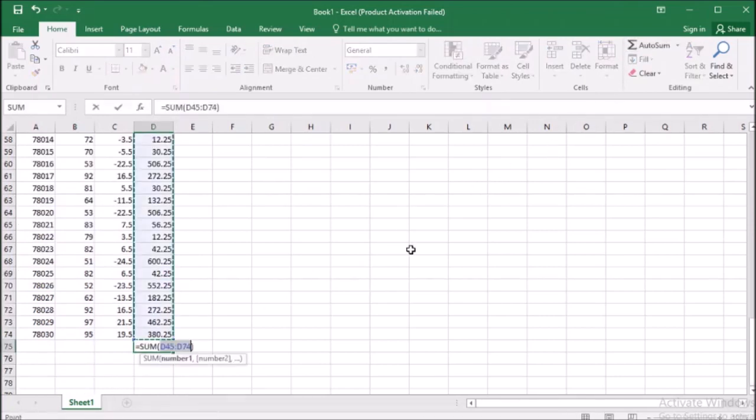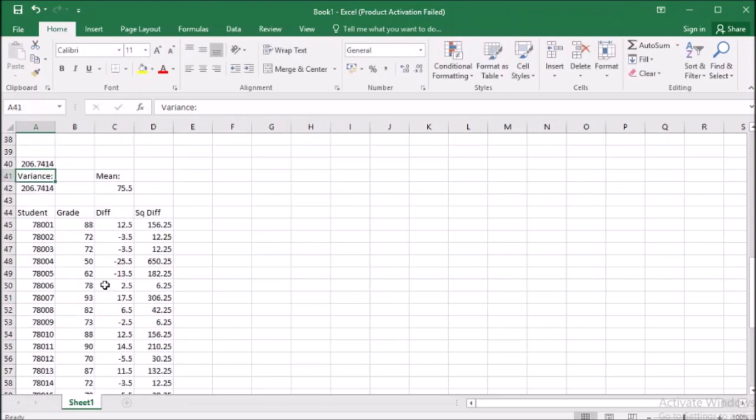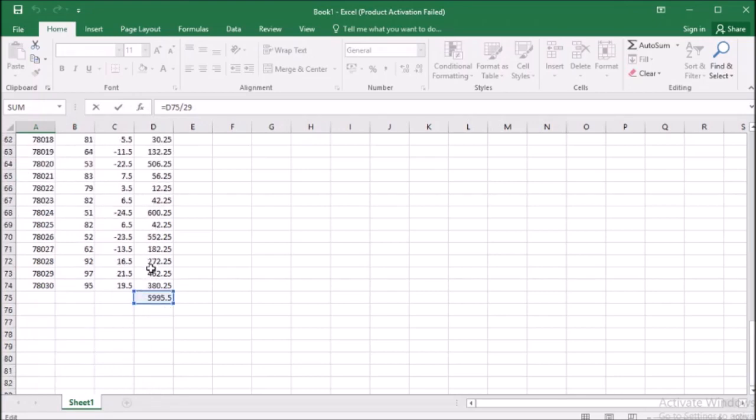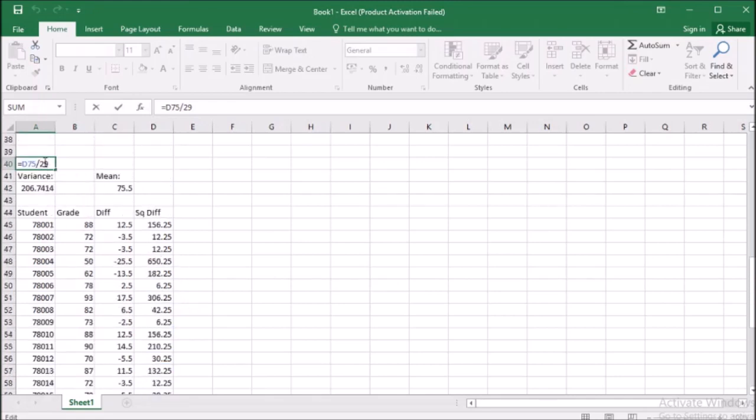Next, I want to add up all those squared differences and finally divide them by 29, as that's the number of observations minus 1. That is the formula. D75, a reference to the blue cell, is the total sum of all the squared differences, and 29 is 1 less than the number of observations. As we see, the values are the same.